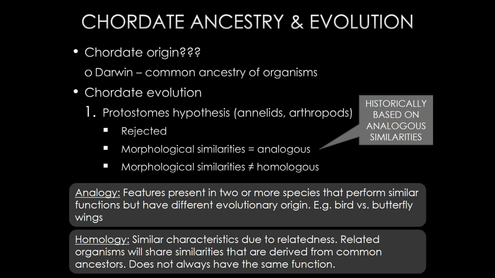With analogous similarities, where you have wings in one animal and wings in another animal, and you try to show that there's a relationship, that's not the case. That doesn't work. There are many organisms that have very similar structures but have actually come from very different origins. That's the idea. All you need to learn here is the difference between analogy and homology.